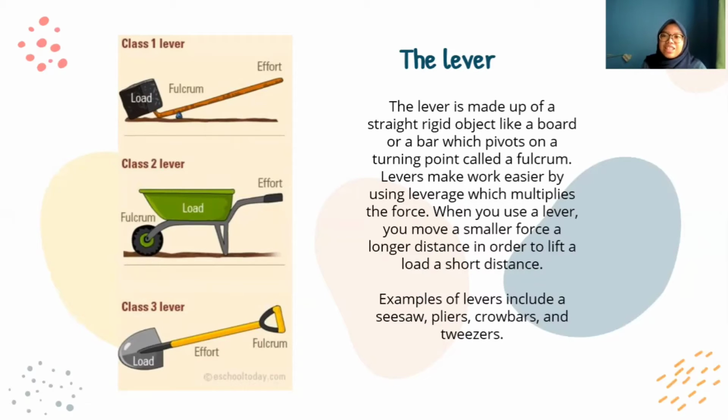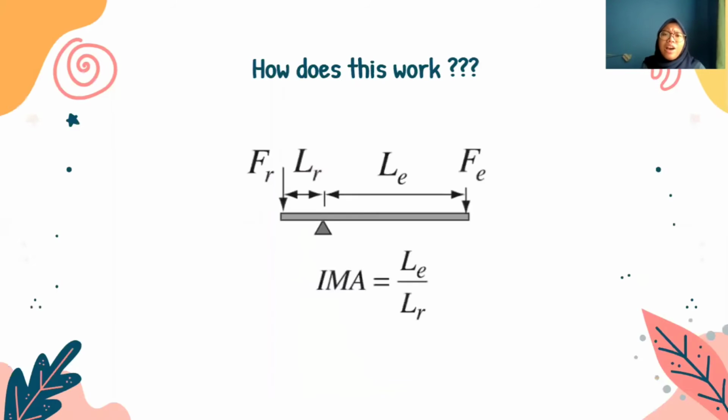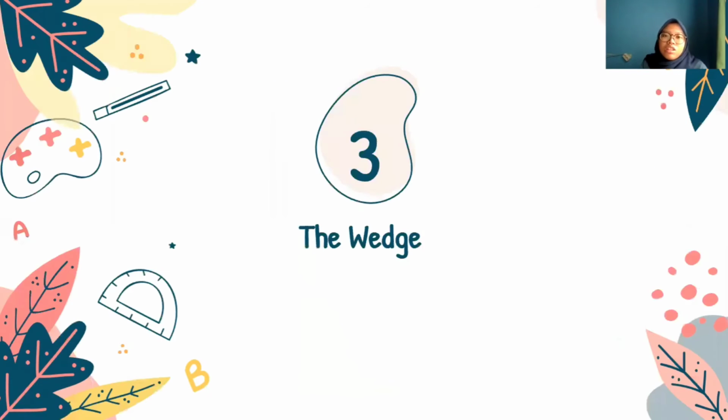So there are 3 types of lever. First is when the fulcrum is in the middle of the lever, the second type is when the load is in the middle, and the third type is when the effort is in the middle. So how does this work? To calculate the ideal mechanical advantage, we can divide the length of the effort arm by the length of the resistance arm of the system.